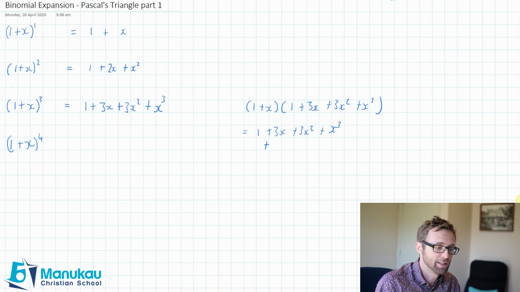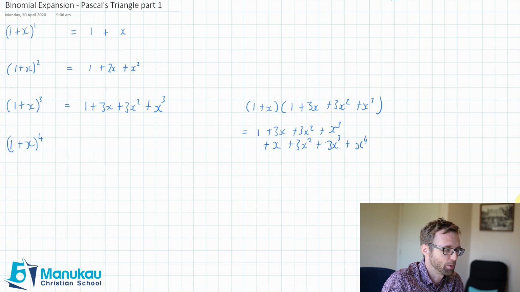X times 1 is x. X times 3x is 3x squared. You see they're just going to make it easier to add. X times 3x squared is 3x cubed, and then x times x cubed is x to the power of 4. Now when we add that up, we can chuck them over here. We've got 1 plus 4x plus 6x squared plus 4x cubed plus x to the power of 4. Okay, brilliant.